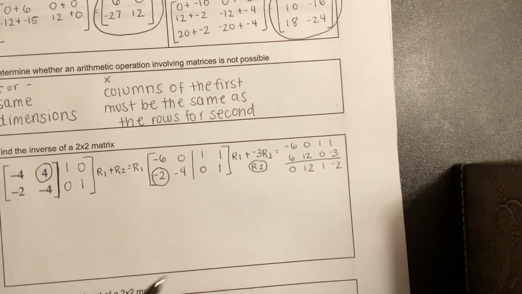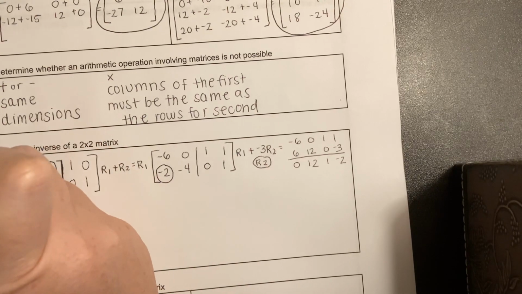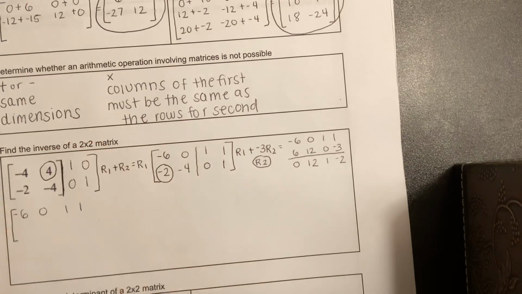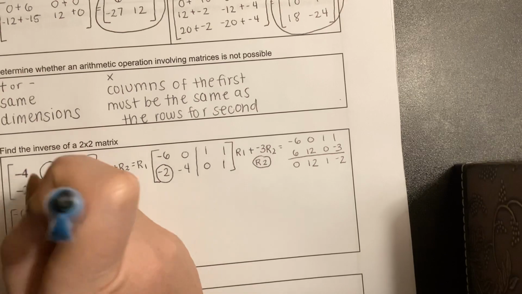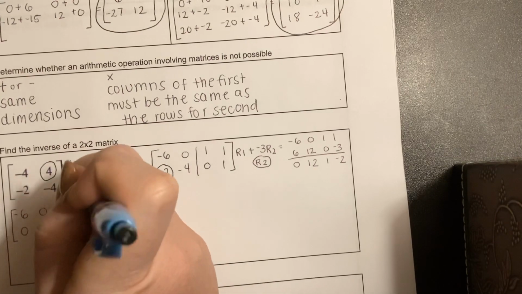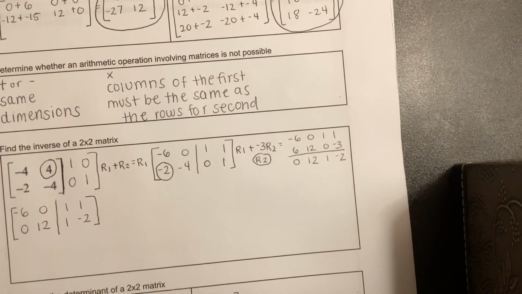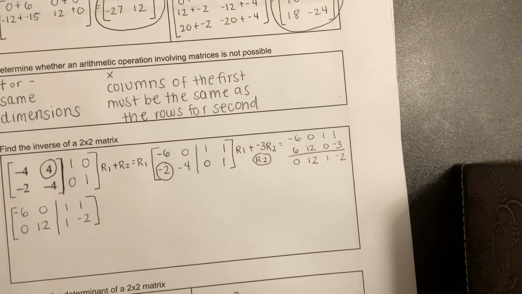All right, so I'm going to come down here. I'm going to write what I have. R1 stayed the same. R2 became 0, 12, 1, -2. All right, last step is you have to create these to be 1s, okay? So again, your easiest step at this point is going to be to multiply by a scalar to bring them down to be what you want them to be.